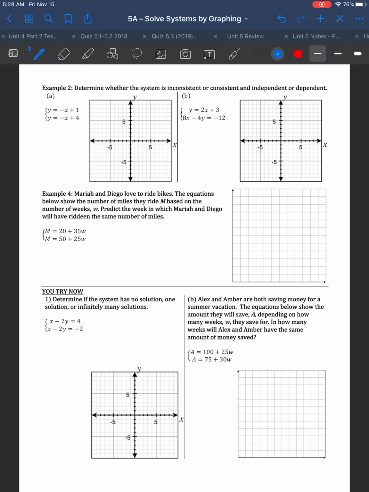For some examples, we first are just going to start with graphing. It says determine whether the system, don't worry about this wording up here. We're not going to use this exact wording, but you need to tell me how many solutions there are. So determine the number of solutions.